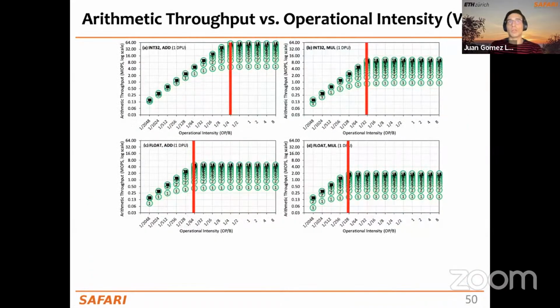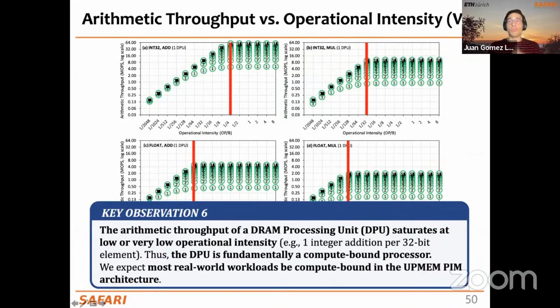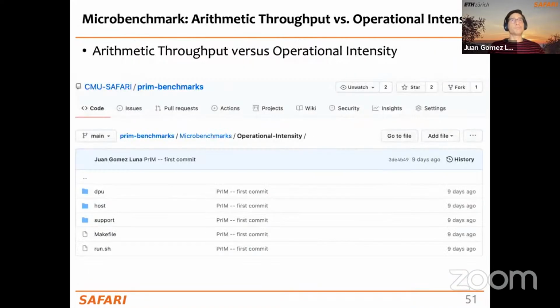And the throughput saturation point is actually very low in all cases. It's even lower for multiplication or for floating point operands. The fact that this saturation point is so low means that we can expect most real-world workloads to be in the compute bound area of the processor. So we can say that this is a compute bound processor. Okay, and here you can access the code as well from our repository.